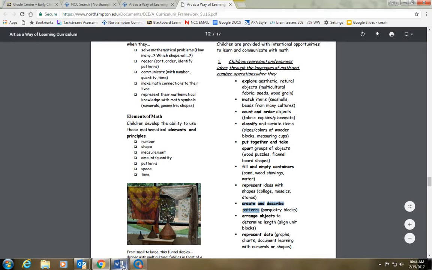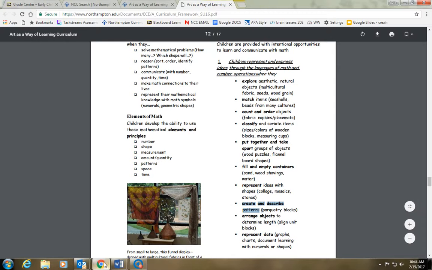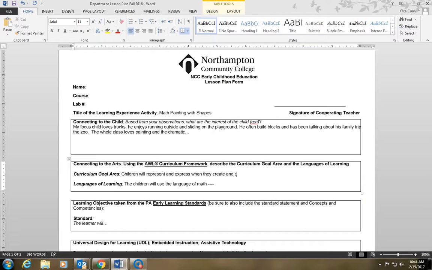So then I would go back to my lesson plan. Now remember, I just said I'm going to represent and express by creating and describing patterns. So I would say, children will represent and express when they, now I already forgot, so let me go back to my lesson plan. When they create and describe patterns using the tools and paint I provide. Okay? And so here's your goal area. And you don't have to choose that one. You could choose another one.